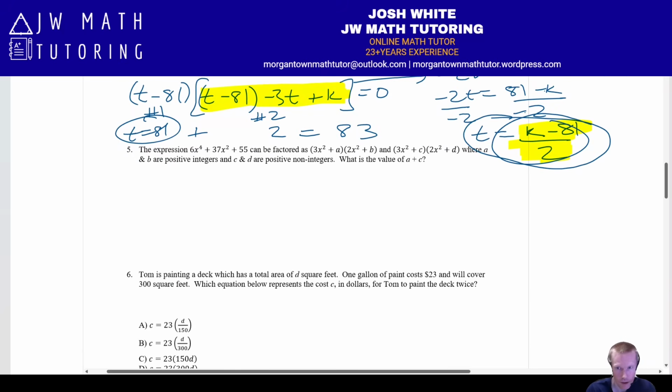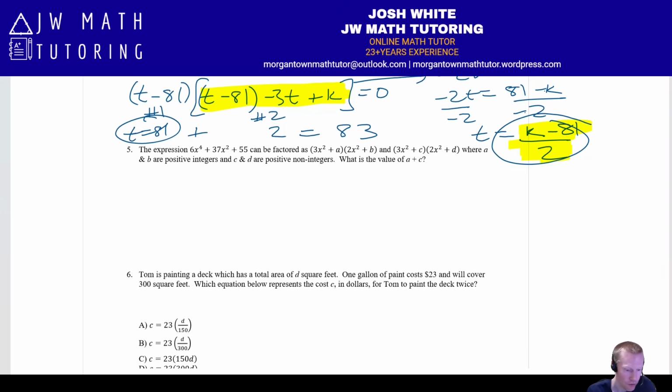All right, let's look at question number 5 here. This is actually a repeat question. This is one that has come up before. Basically, you have this expression, a fourth degree polynomial. It can be factored two different ways, and one set of the factors are integers, the other set are non-integers, and then you want to add together the values of A and C. So there's two different ways to show this.